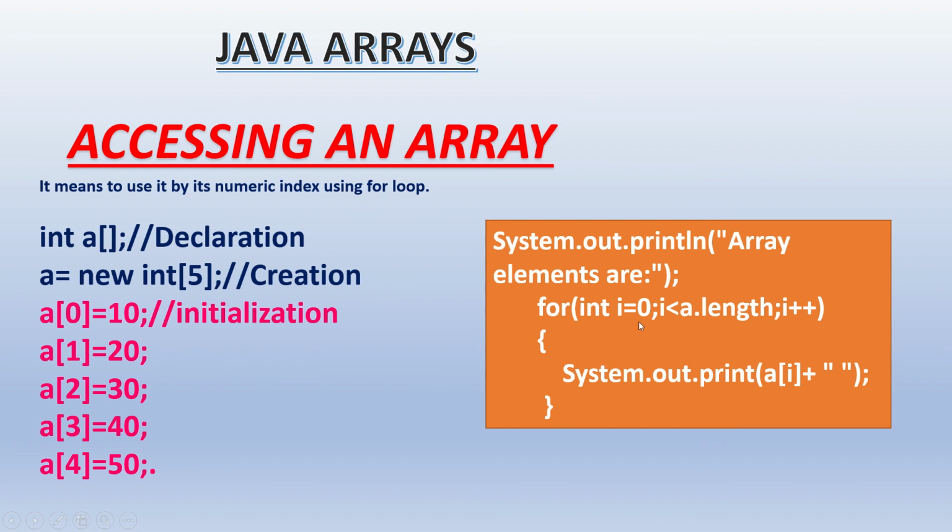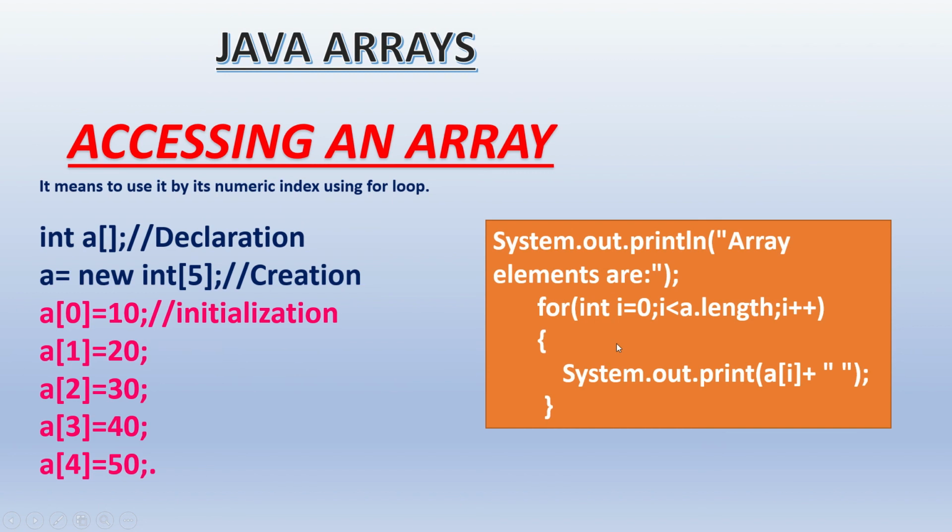See over here. Now again it will do i plus plus. 1 less than 5, condition true, it will print 20. Then again, 2 less than 5, it will print 30. Then 40, how it is coming: 3 less than 5, and finally 4 less than 5. So starting from index 0, it will go till 4. Once it becomes 5, that means 5 less than 5 condition is false, it will terminate the loop.